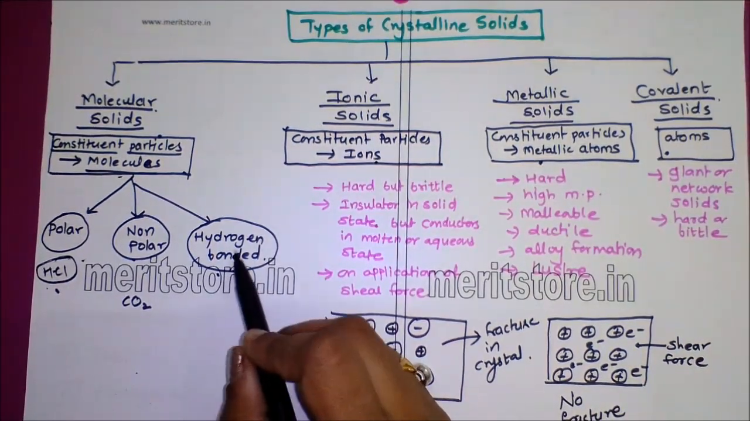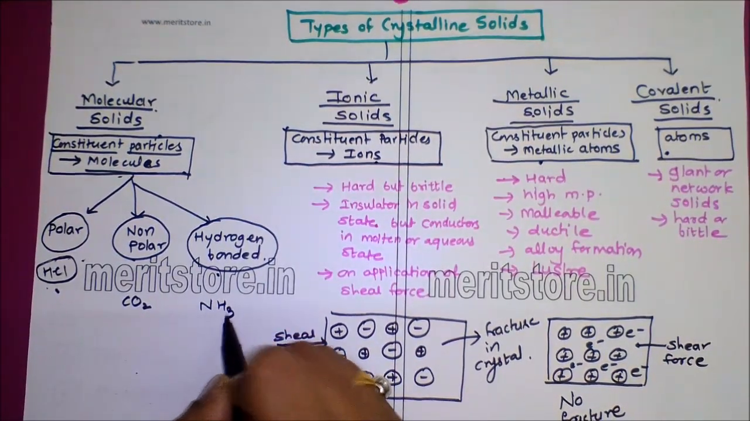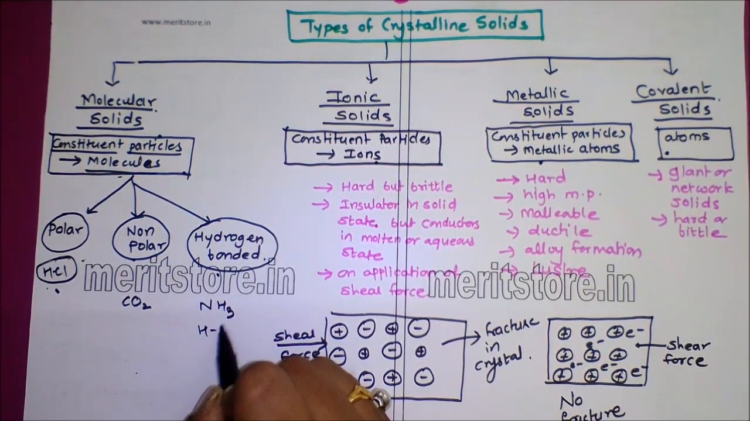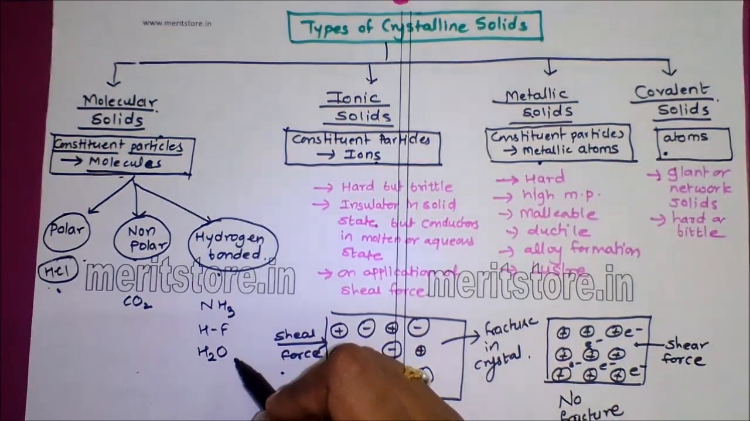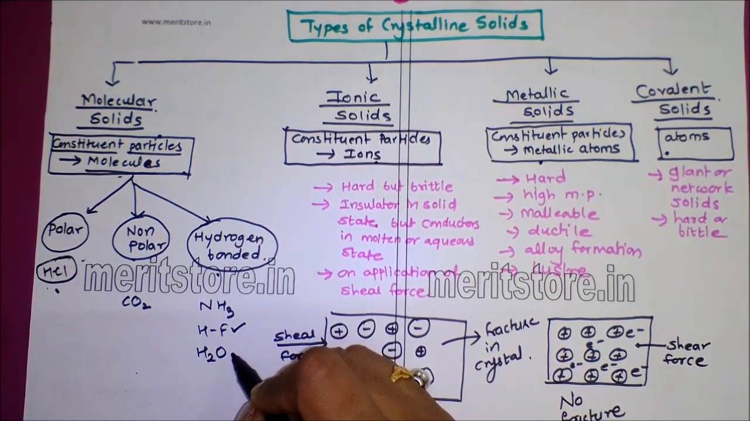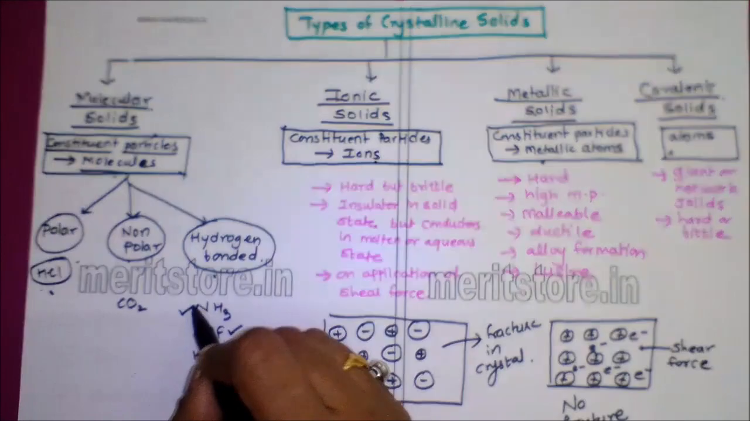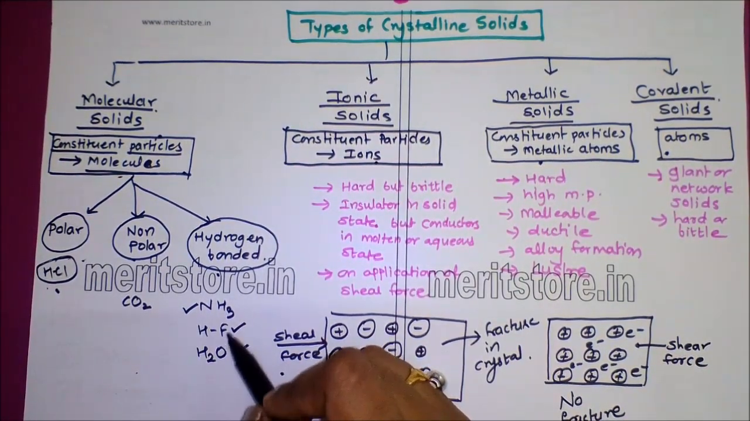Hydrogen bonded solids are those which contain hydrogen attached to nitrogen, fluorine or oxygen. Because we know that in the periodic table, the highest electronegativity is found with fluorine, the second rank goes to oxygen and the third rank goes to nitrogen. So whenever hydrogen is attached to any of these three atoms, the electronegativity difference becomes very large, and hence the intermolecular force of attraction between these solids is hydrogen bonding.